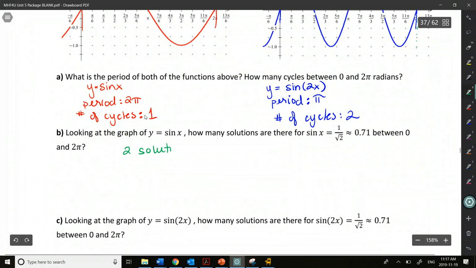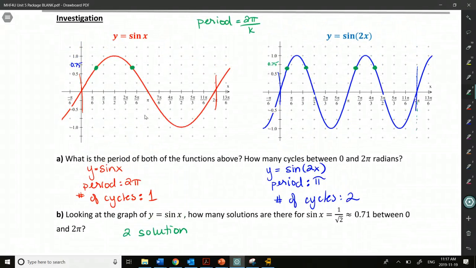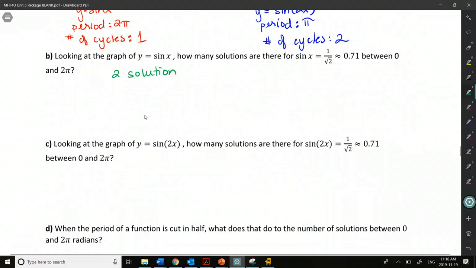And how about for our graph of sine 2x? How many solutions are equal to approximately 0.71 between 0 and 2 pi? There are 4 solutions. So 1, 2, 3, 4. We can see this is about 0.75 here, so 0.71 is happening maybe right below there. So this one has 4 solutions.